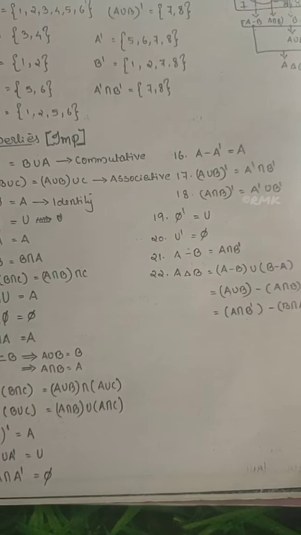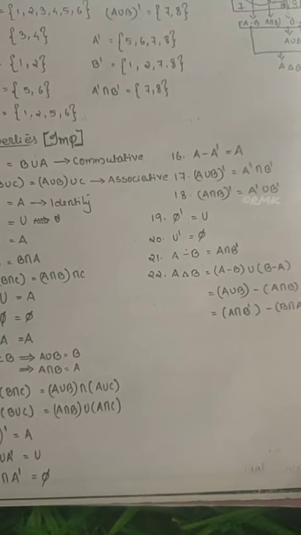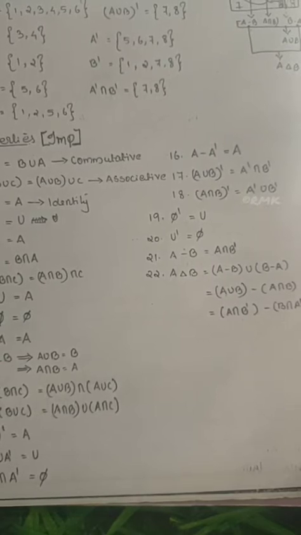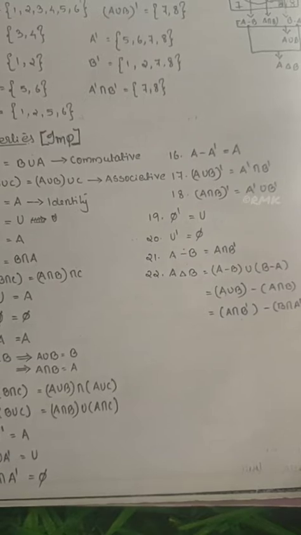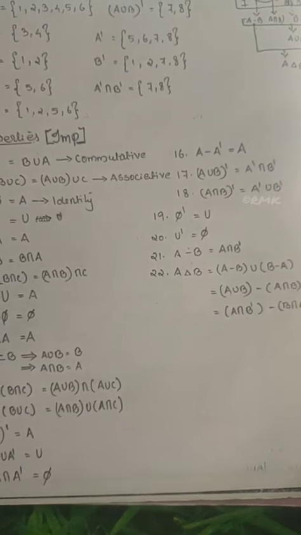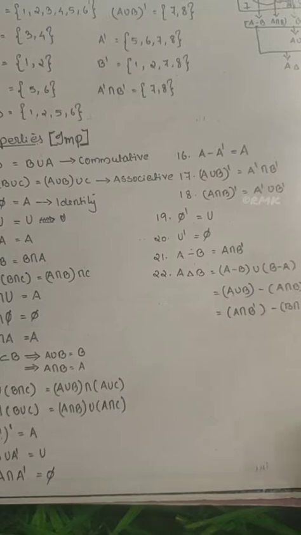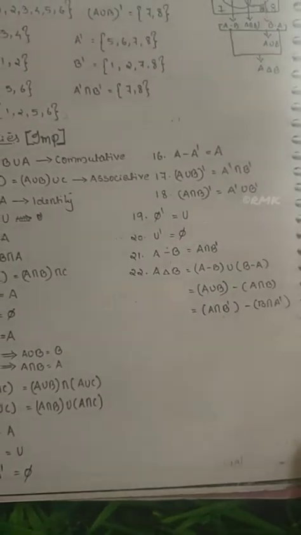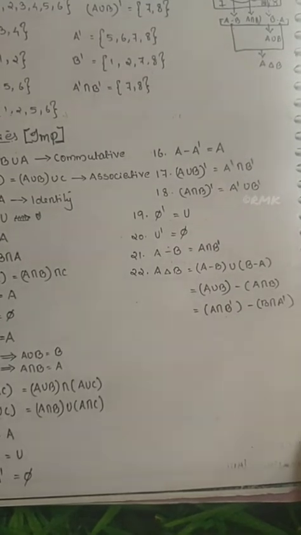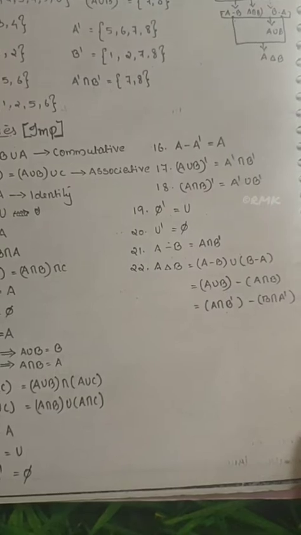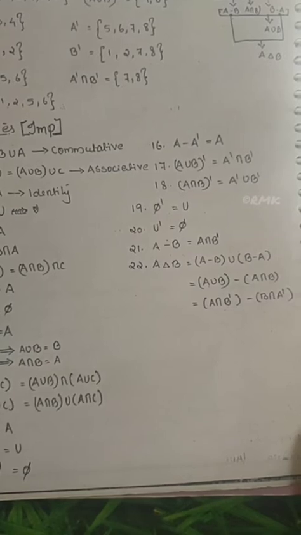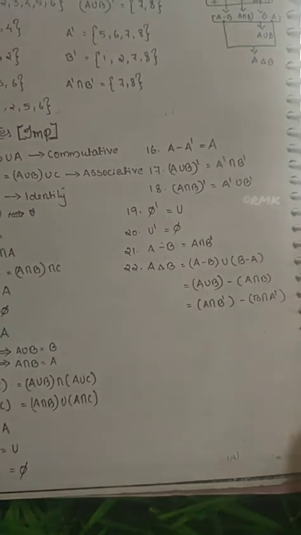A minus B is also represented as A intersection B complement, contained in A and not contained in B. Here note that the grammar word and denotes intersection. The grammar word or denotes union. The last property, a very important one, is A delta B is equal to (A minus B) union (B minus A), which is (A union B) minus (A intersection B), or (A intersection B complement) union (B intersection A complement).